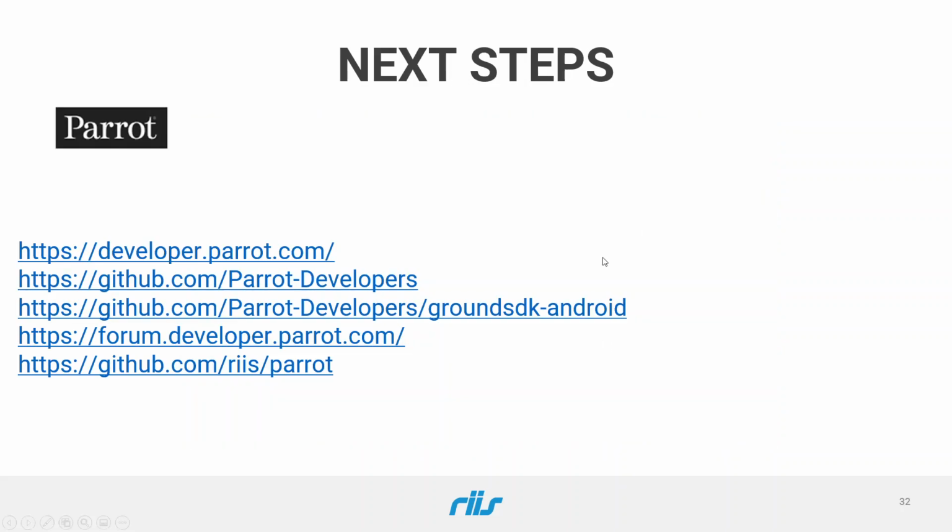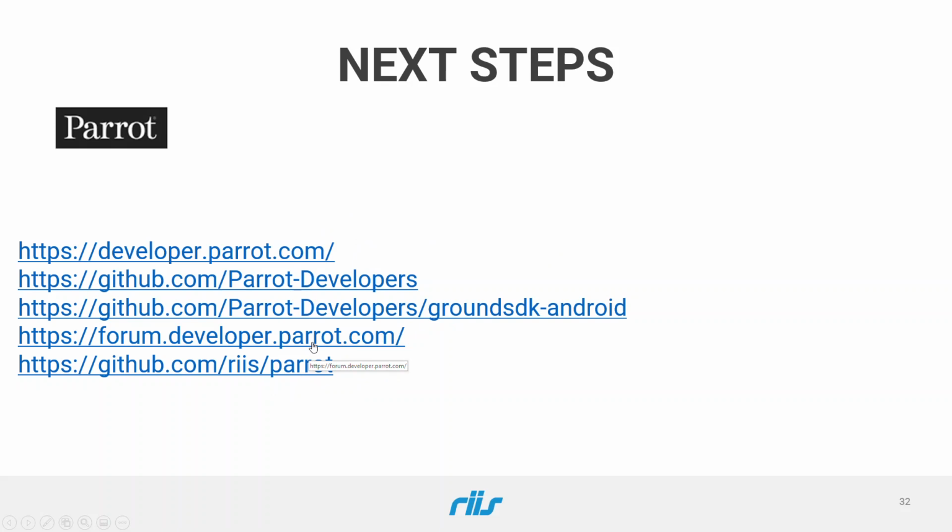Okay, so what do you want to look at? Well, then there's developer.parrot.com. That's where you go. That's where you get everything, passed off to the GitHub repo, Parrot developers, Ground SDK. We have the example, the Parrot example, is there as well.